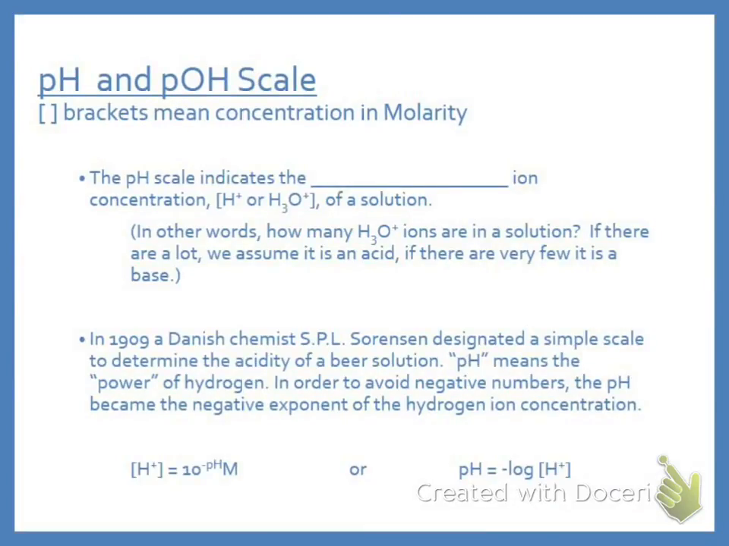So the pH scale is going to indicate the hydrogen concentration. And whenever we're looking at this, we can represent that as H+ or H3O+. We're looking at the dissociation of water, and I'll show you in a minute, it'll either show it as H+ or H3O+. It kind of just depends.